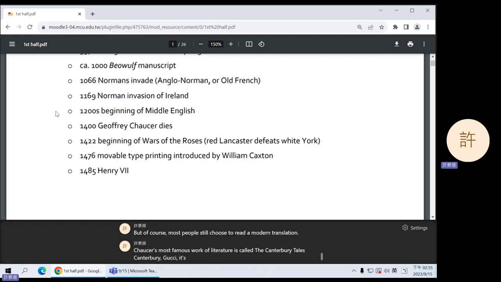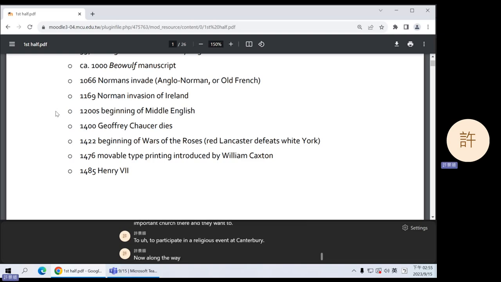It's the story of around 108 pilgrims, 宗教朝圣者, and they have gathered together and they are going to the city of Canterbury because there is an important church there and they want to participate in a religious event at Canterbury. Now, along the way, they have to find some way not to feel too bored. So they agree that each person will tell a story.